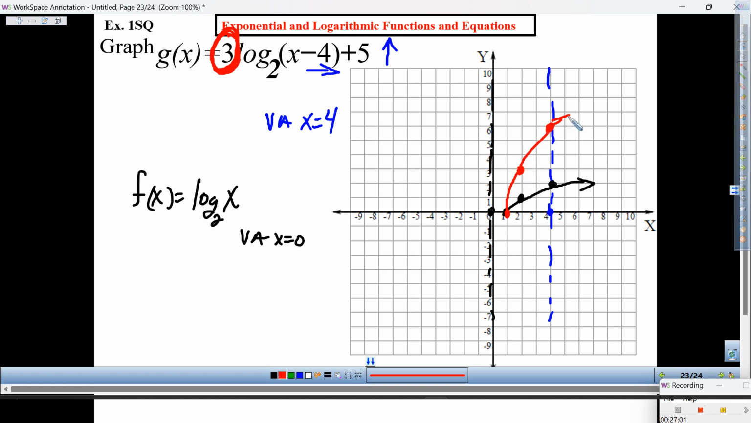So that's stretched. Did it stretch? Yes. And now we move this point, and this point. How many steps? 4 to the right and 5 up. 1, 2, 3, 4, 5. This one, 4 to the right, 5 up. 1, 2, 3, 4, 5.